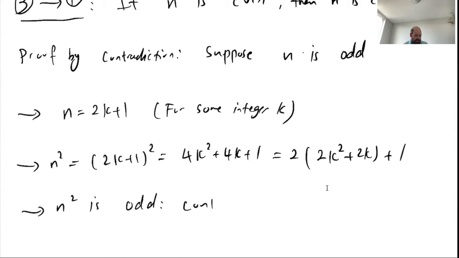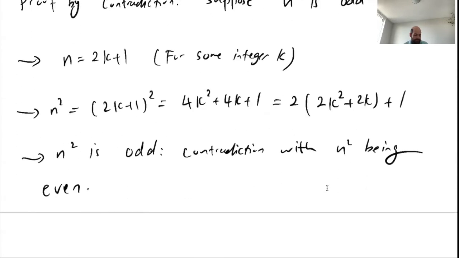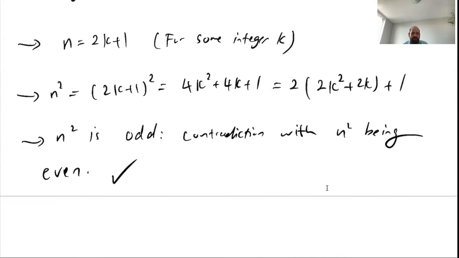And this is a contradiction with n squared being even. So 3 to 1 is also done. So we did 1 to 2, 2 to 3, 3 to 1. And that means all these 3 statements are equivalent with each other.